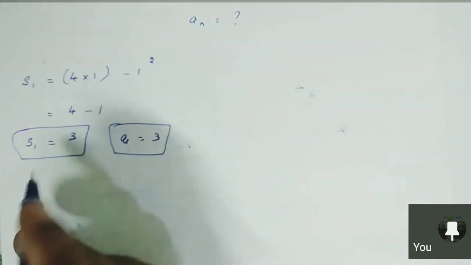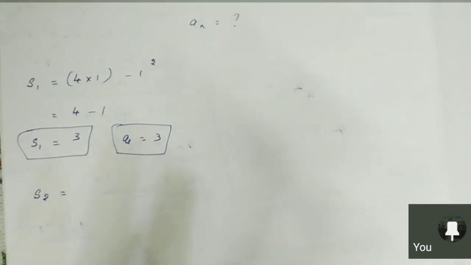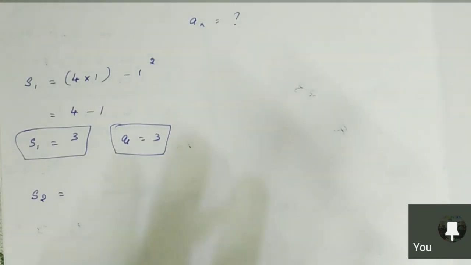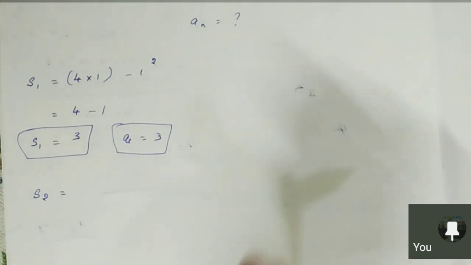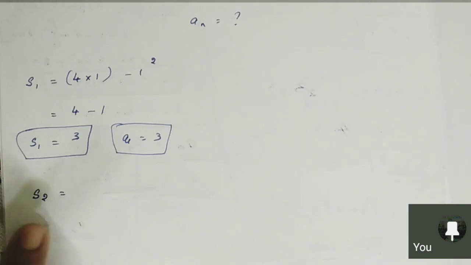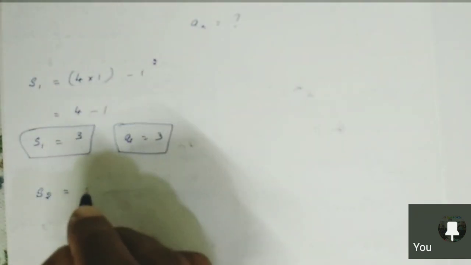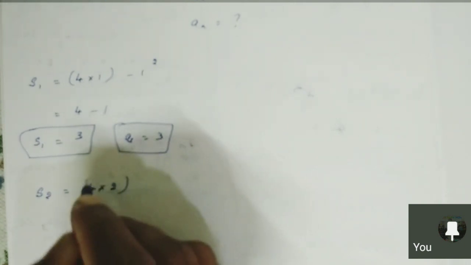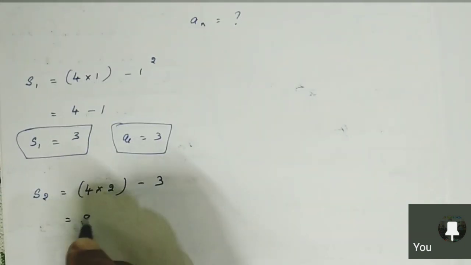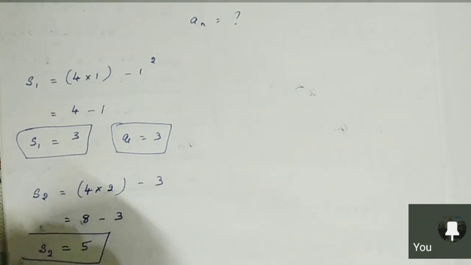Next, we need to find S2. What is S2? 4 into 2. S2 means what? Sum of the first two terms, including A1. When we add A1 plus A2, we will get S2, right? Sum of the first two terms. So 4 into 2 minus 2 squared. 4 2s are 8. 8 minus 4, 4. That is S2. Are you clear?